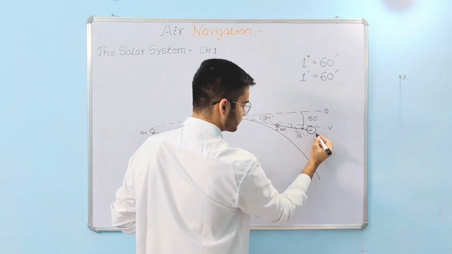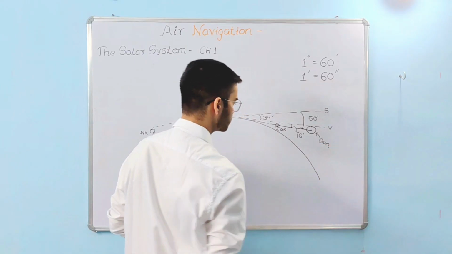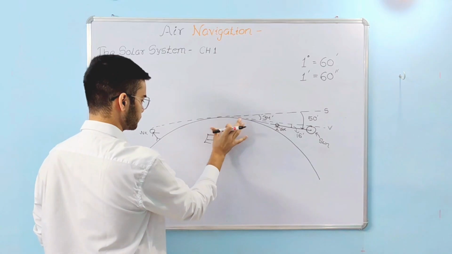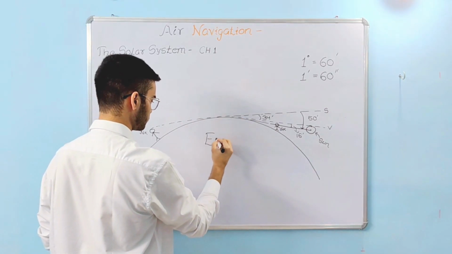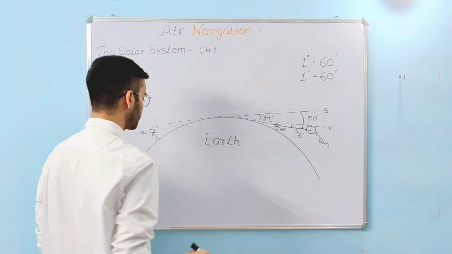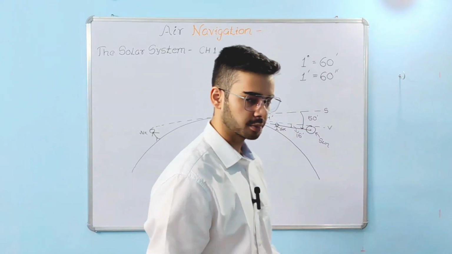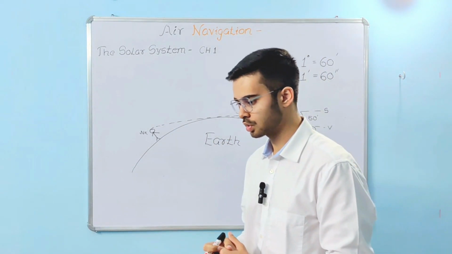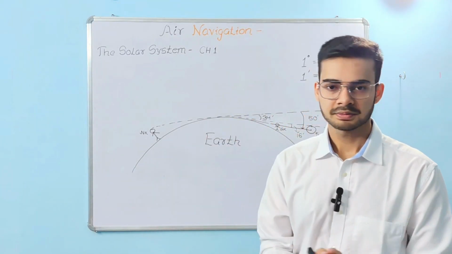This is the sun. This is the earth. So quickly draw the diagram for your understanding, then we can proceed to the twilight periods, the civil, nautical, and astronomical, and how each is related to this diagram.